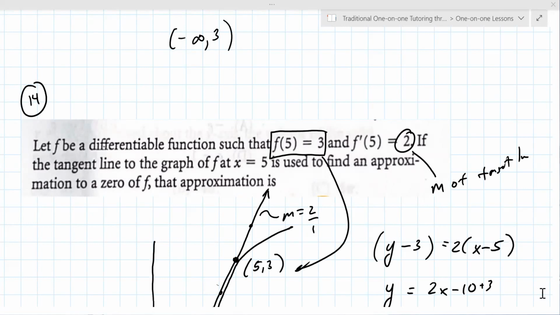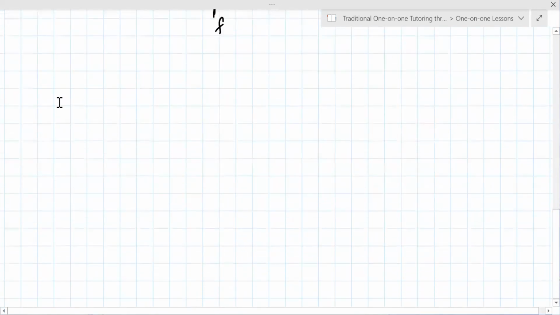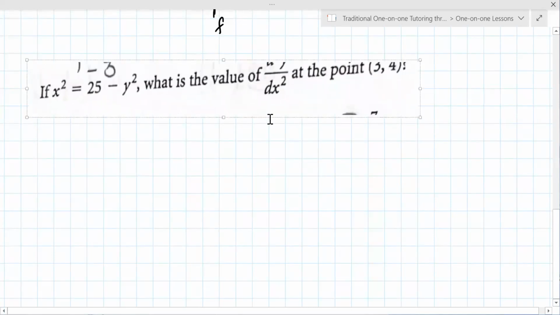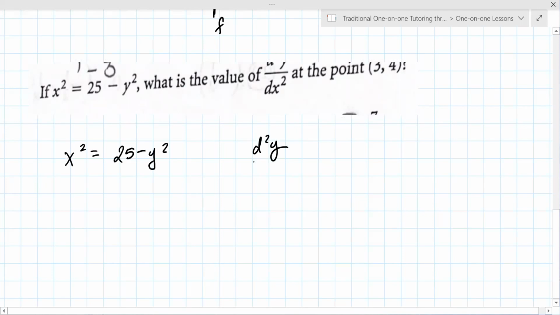All right, just snipping it in here. Okay, so they give you this equation. They want you to find the second derivative at a specific point. So that means the answer is a number, as you can see by the answer space.